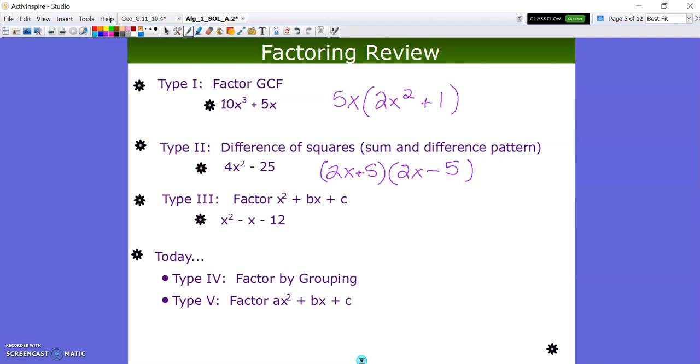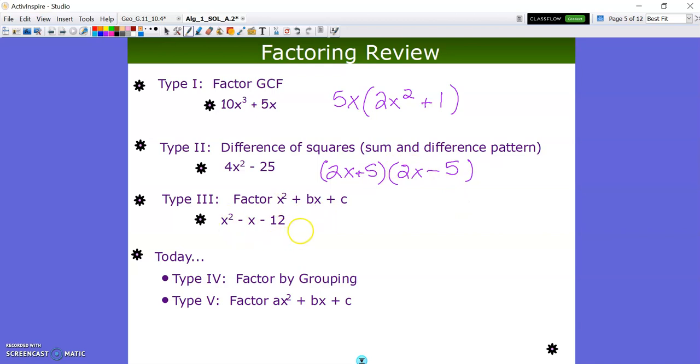Remember that you can always double check your work by multiplying the polynomials together to make sure you get the same thing you started with. In our last video, we learned type 3 factoring, and that's when we have a trinomial with a leading coefficient of 1, which is what we have here. It's in the form of x squared plus bx plus c.